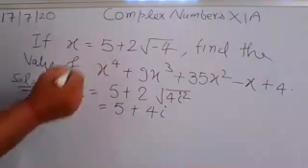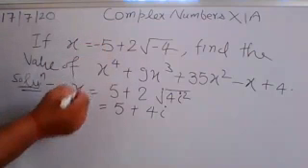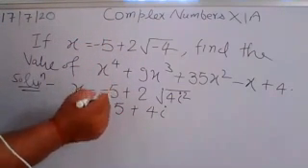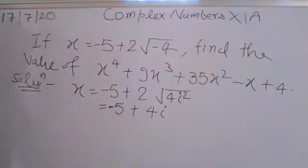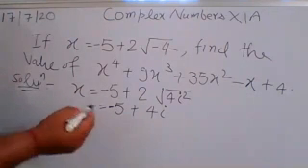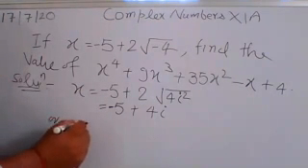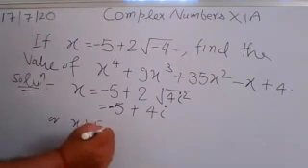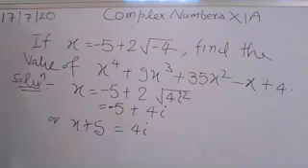Now you transfer this. Sorry, here you have minus x. Just correct your question, here you have minus x, and minus 5 is there. Okay, so here you transpose it, so that can be written as x plus 5 is equal to 4i.